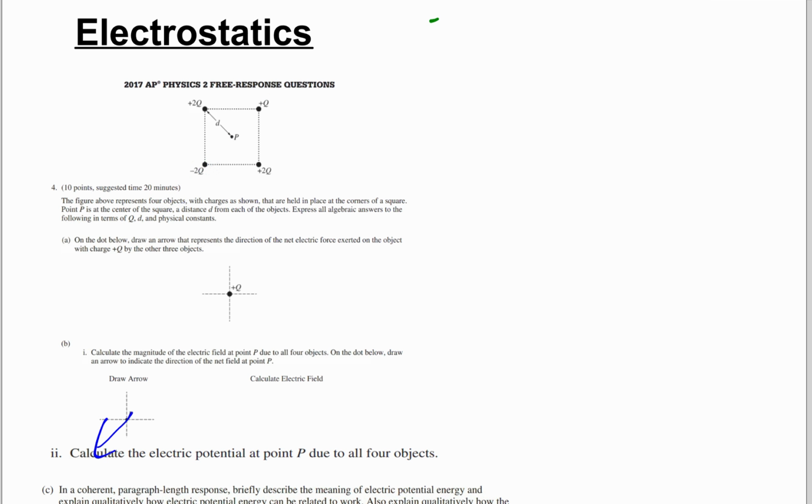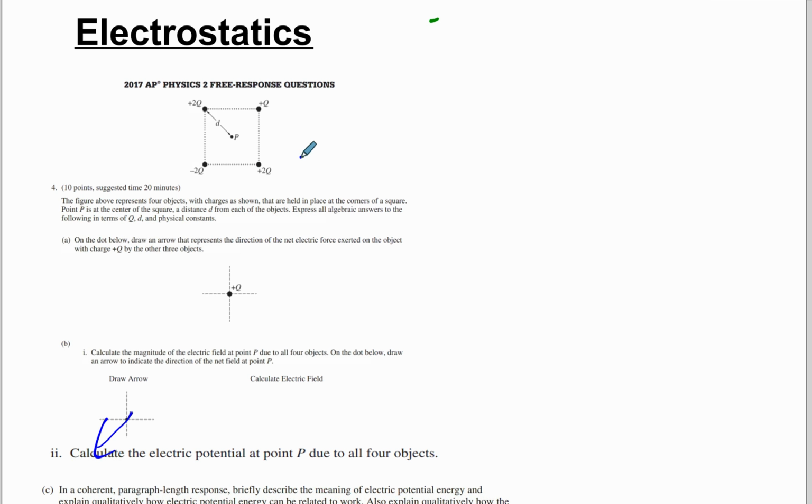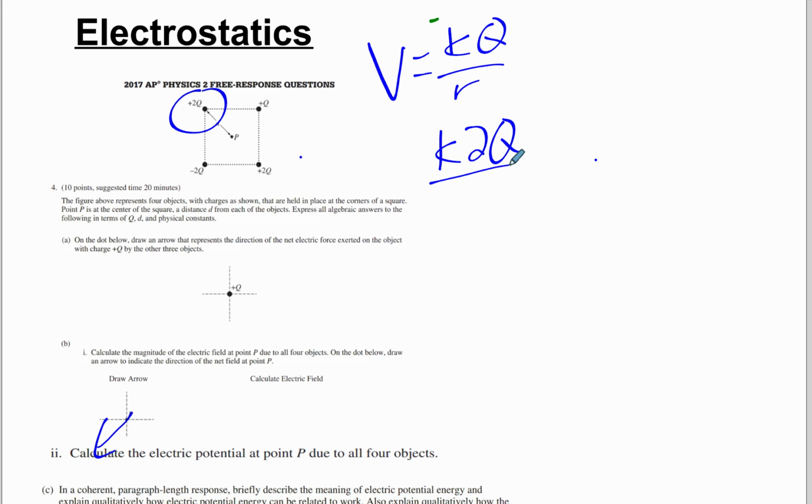The next one, calculate the electric potential at point P. Electric potential is not a vector, so we don't have cancellation here. But we do have positive and negative. Since it's not a vector, we're just going to add them together. So V equals kQ over r. That's our general formula. From that one, we have k2Q over d.